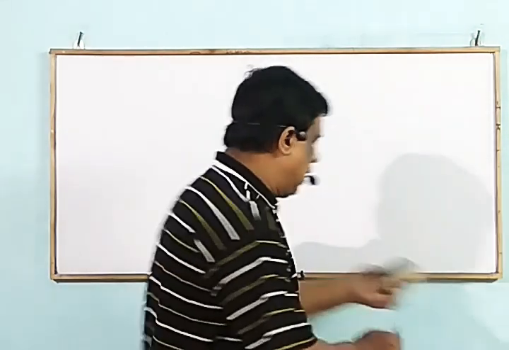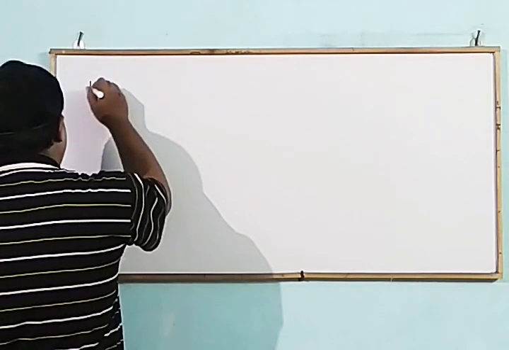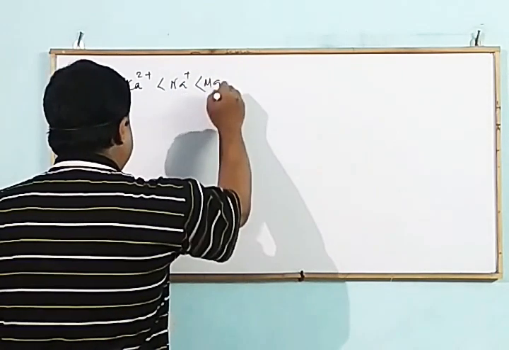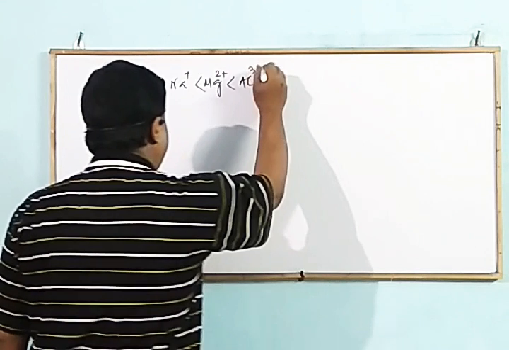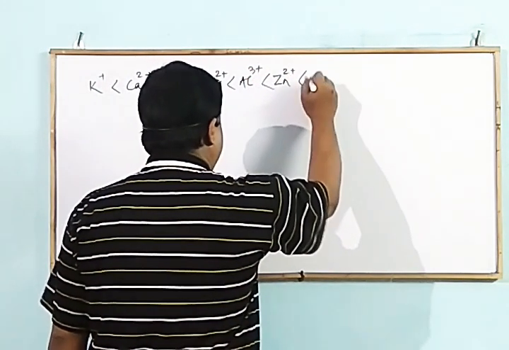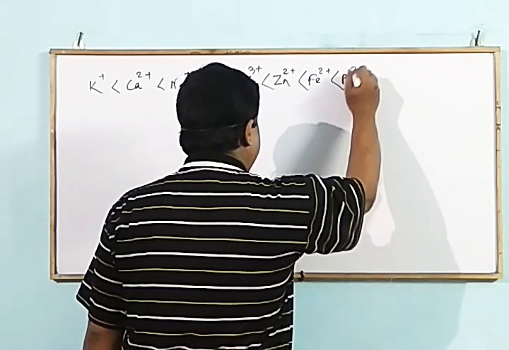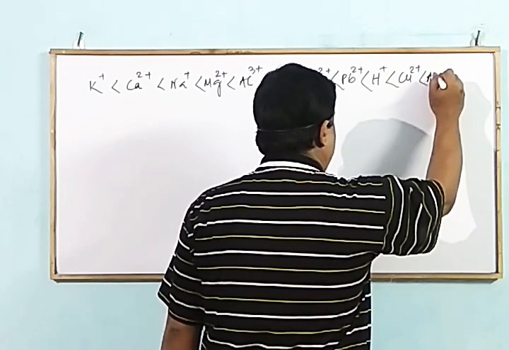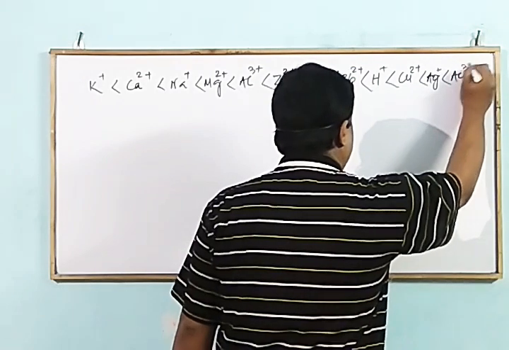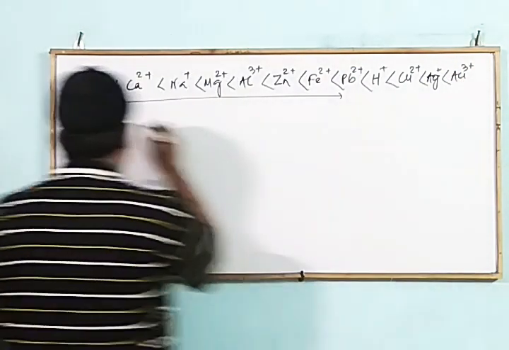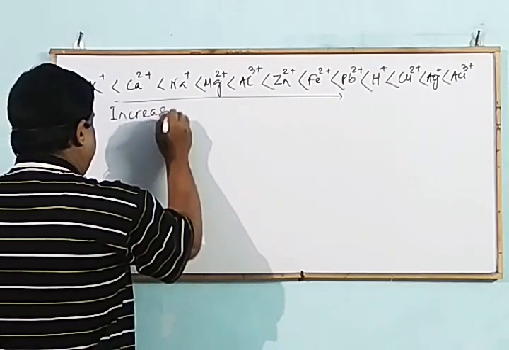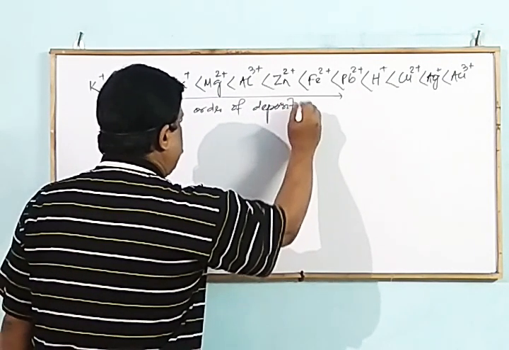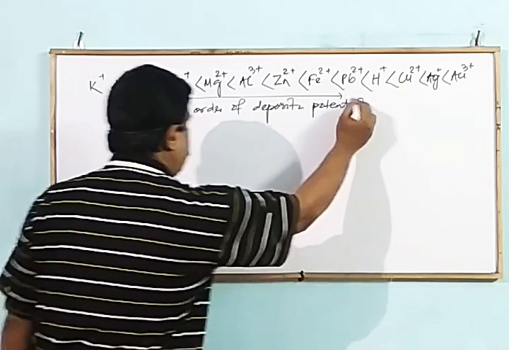So let us recap for cation, that is potassium, calcium, sodium, magnesium, aluminium, zinc, iron, lead, hydrogen, copper, silver and gold. This is known as the increasing order of deposition tendency, deposition potential for cation.